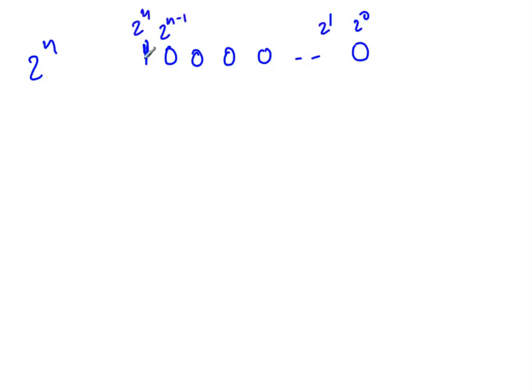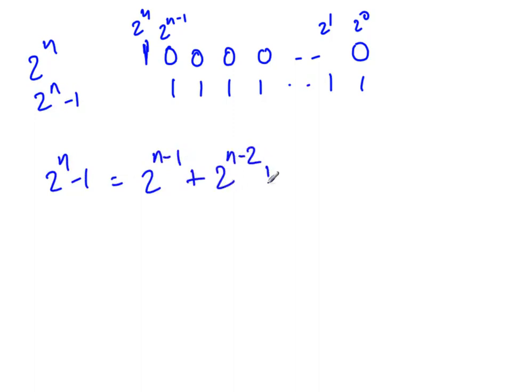So if you think of it in binary, 2 to the n will be 1, and then a bunch of zeros. So this is 2 to the 0, 2 to the 1, 2 to the n minus 1, and 2 to the n. So this is 2 to the n in binary. So if I now have 1s everywhere before that, this is the number 1 less, which is 2 to the n minus 1. So 2 to the n minus 1 is 2 to the n minus 1 plus 2 to the n minus 2 plus and so on, plus 2 to the 1 plus 2 to the 0.